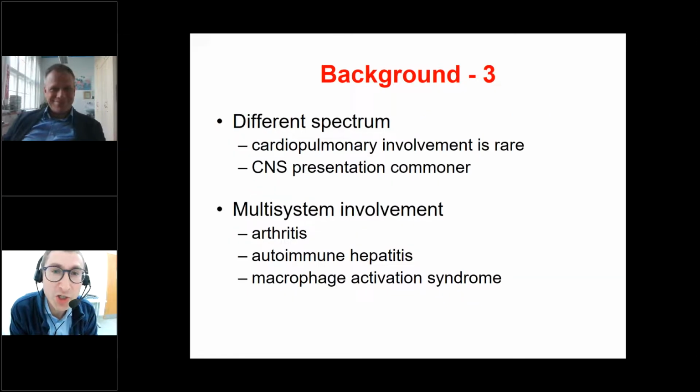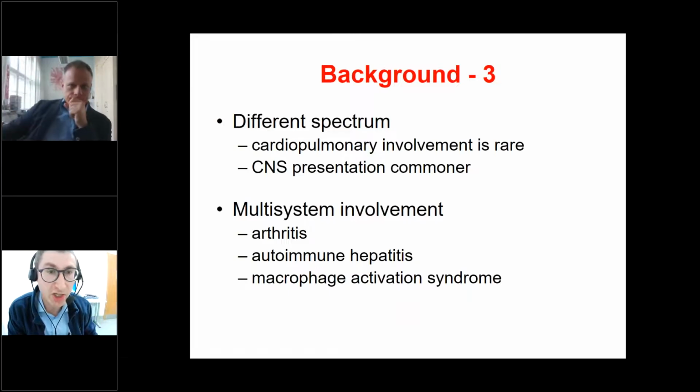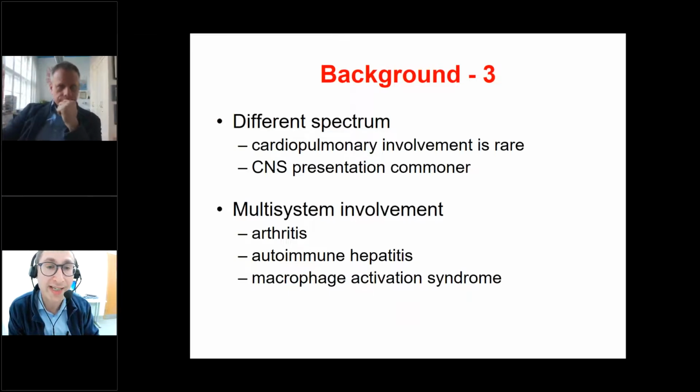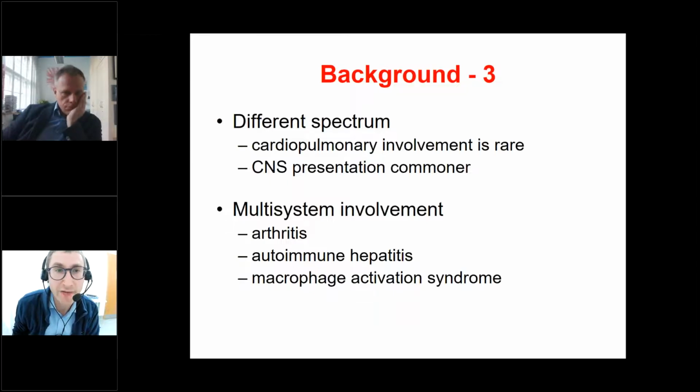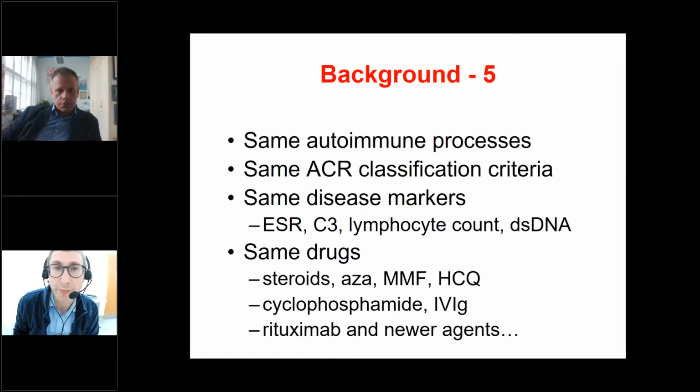We see a different spectrum in children, so cardiopulmonary involvement is rare, and cerebral lupus presentation is actually much more common. There's multi-system involvement with arthritis, autoimmune hepatitis, and macrophage activation syndrome. But what we know in children is that they are slightly different. We worry about young adolescents with their growth, their education, their evolving identity. There are different aspects to their quality of life, and many of them can be worsened by the side effects that come with corticosteroids. So the adherence to treatment is really important.